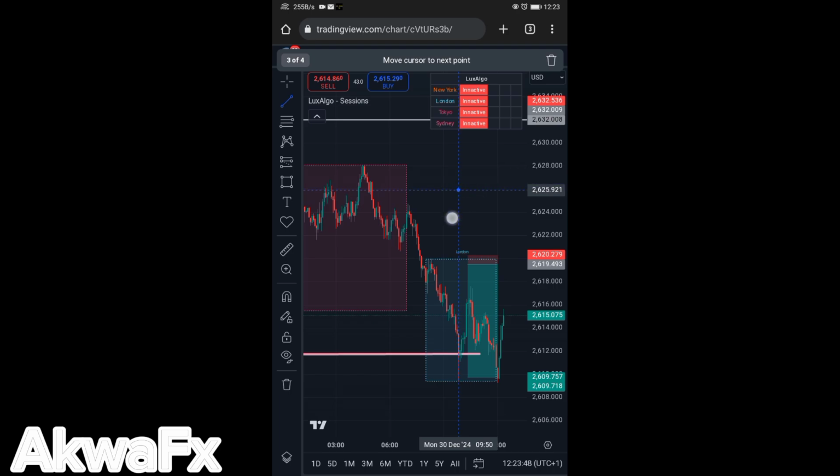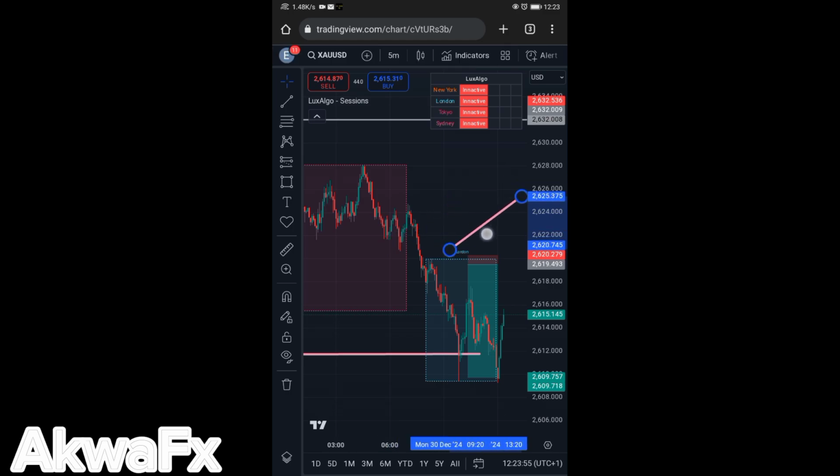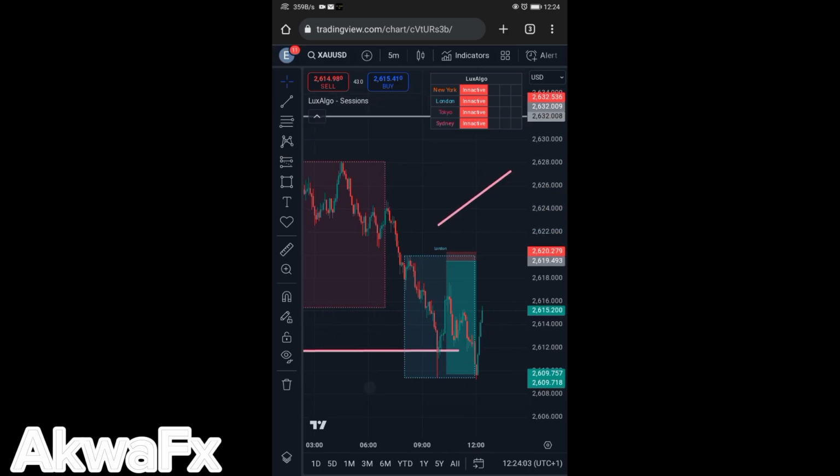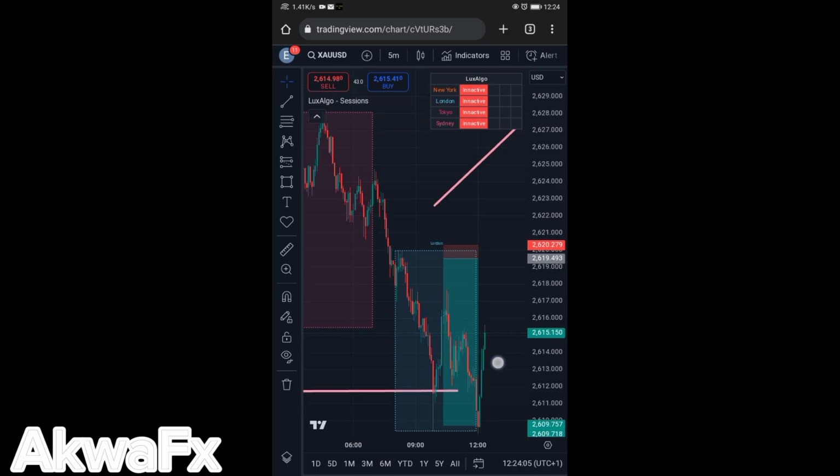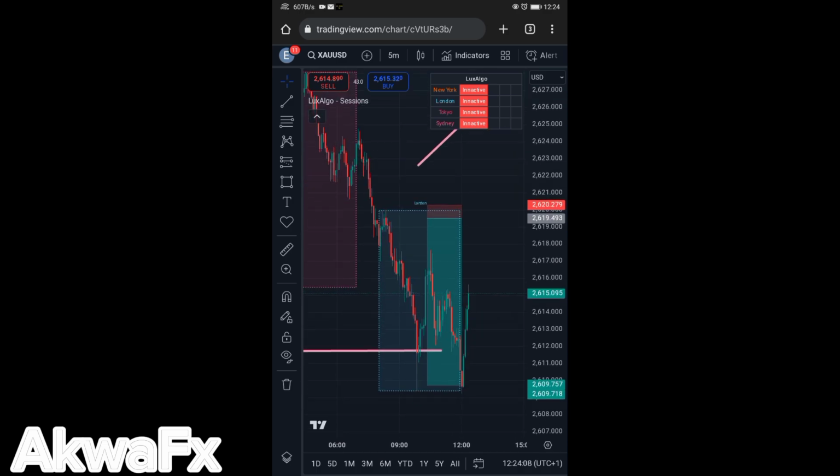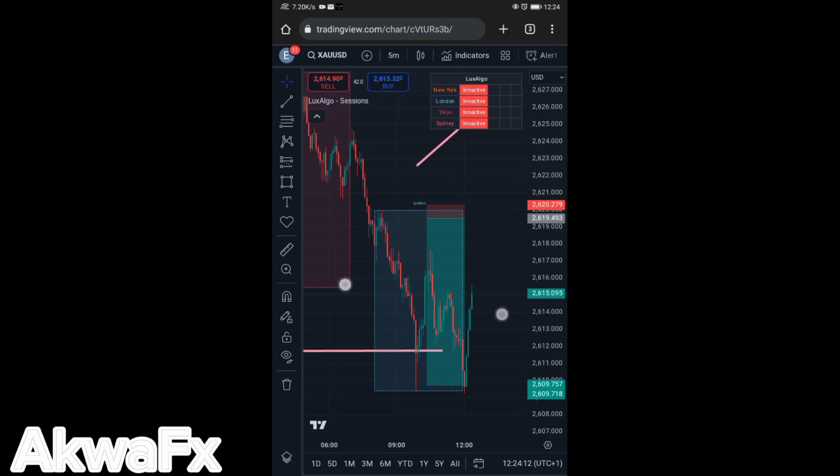This is Sydney, the Asia session, and I'm not taking any trade there. This very one is the London session, where I take trades. Anything outside this box, I'm not taking any trade. Once the market opens, note this is gold, any little trade you take on gold gives you a better RR.